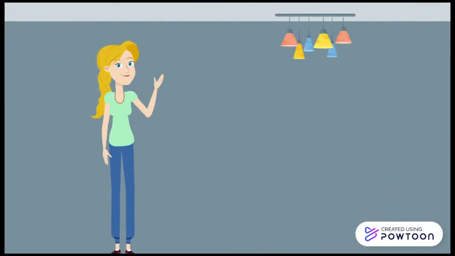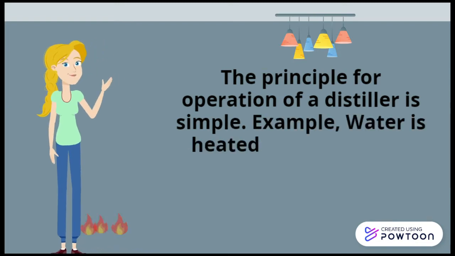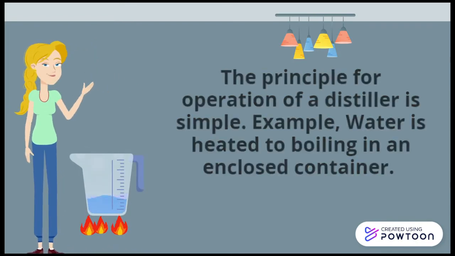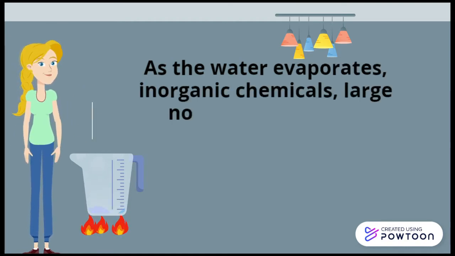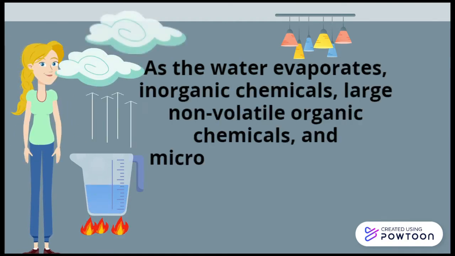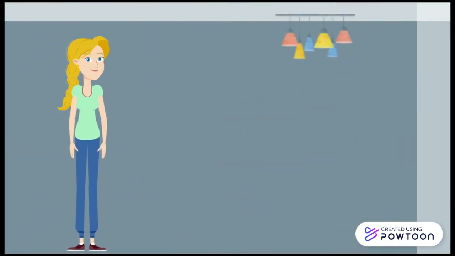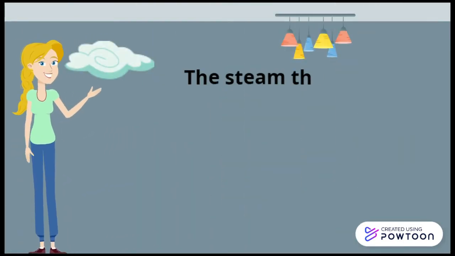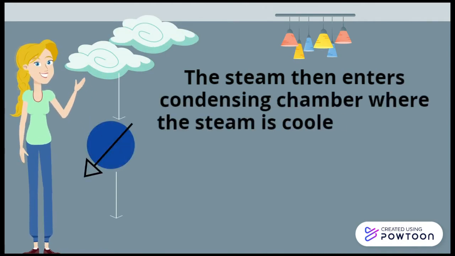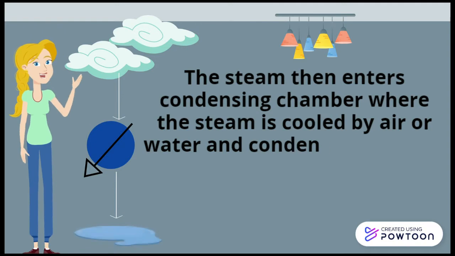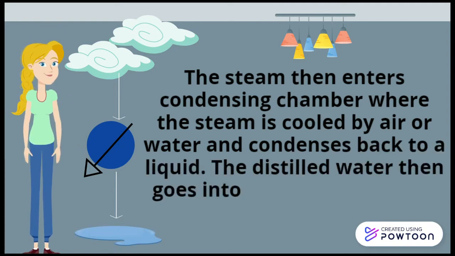The principle for operation of a distiller is simple. For example, water is heated to boiling in an enclosed container. As the water evaporates, inorganic chemicals, large non-volatile organic chemicals, and microorganisms are left behind or killed off in the boiling chamber. The steam then enters the condensing chamber, where the steam is cooled by air or water and condenses back to a liquid. The distilled water then goes into a storage container.